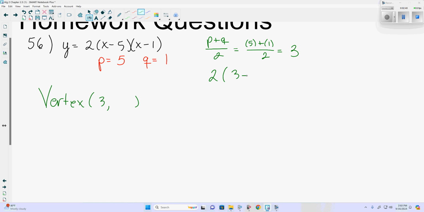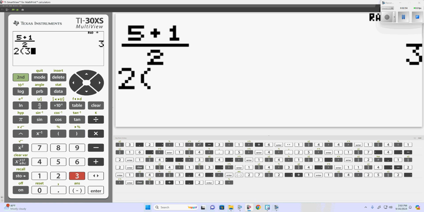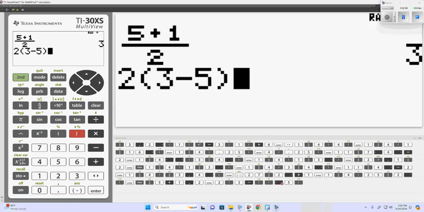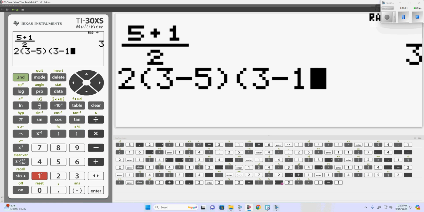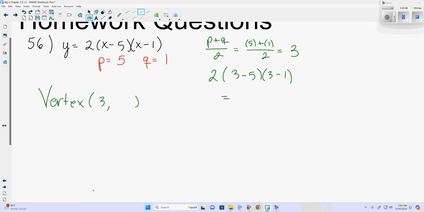So we have 2 times 3 minus 5 times 3 minus 1. And again, at this point, we can type it into the calculator or do it by hand. 2 times 3 minus 5. Be helpful if I actually type 5. Parentheses, 3 minus 1 is negative 8. So that means our vertex is the point 3, negative 8.